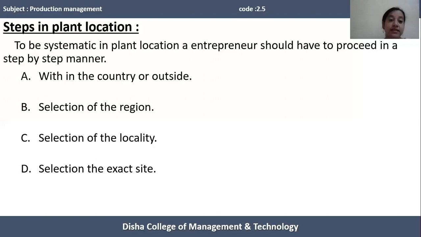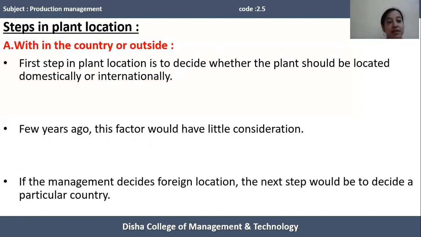So let me discuss all steps of plant location in a detailed manner. The first step involved in location selection is within the country or outside of the country. This is the first step involved in plant location. The industrialist, manufacturer or entrepreneur should decide whether the plant should be located domestically or internationally, meaning they have to decide whether to install the plant in their home country or in another country.